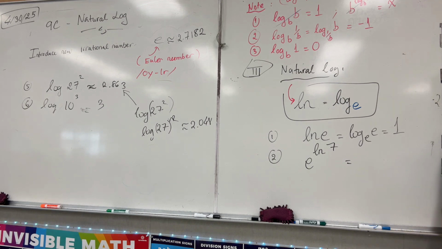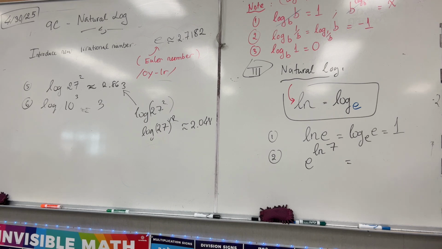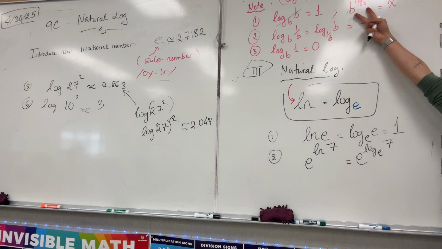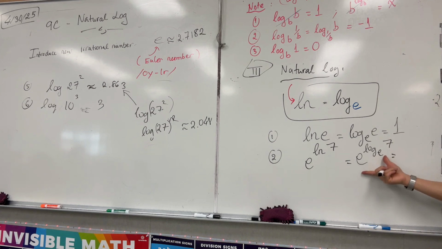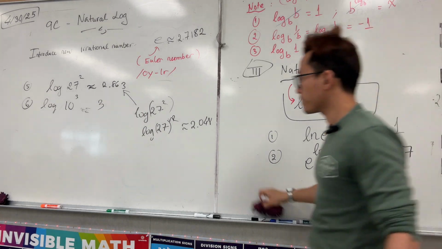What is this? What is e to the ln 7? No idea? You just know that ln is a log base e. That's nothing special. ln is log base e of 7. Do you see the same thing? They cancel out. e to the power log base e, b to the power log base b, cancel out. The answer is 7. So ln and e cancel out. That's it.